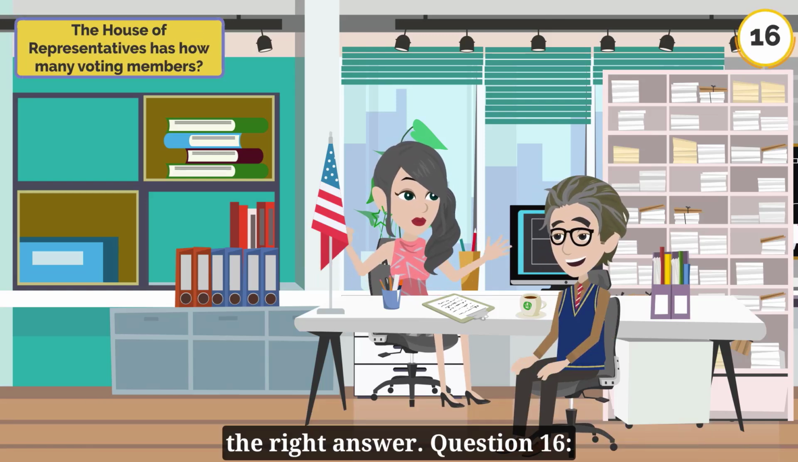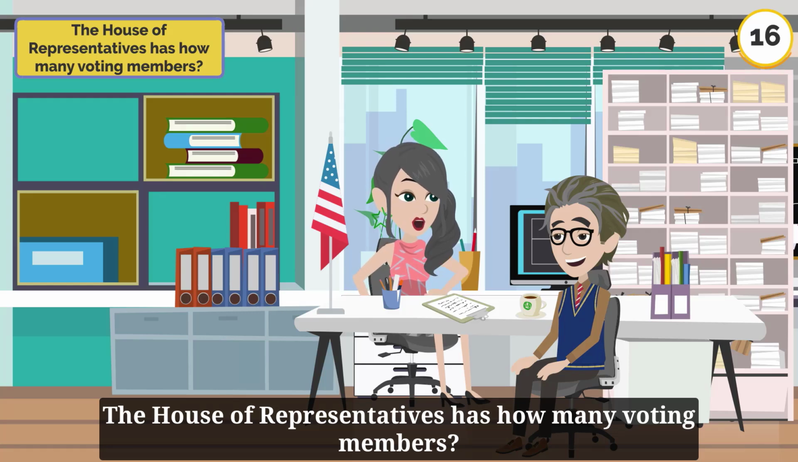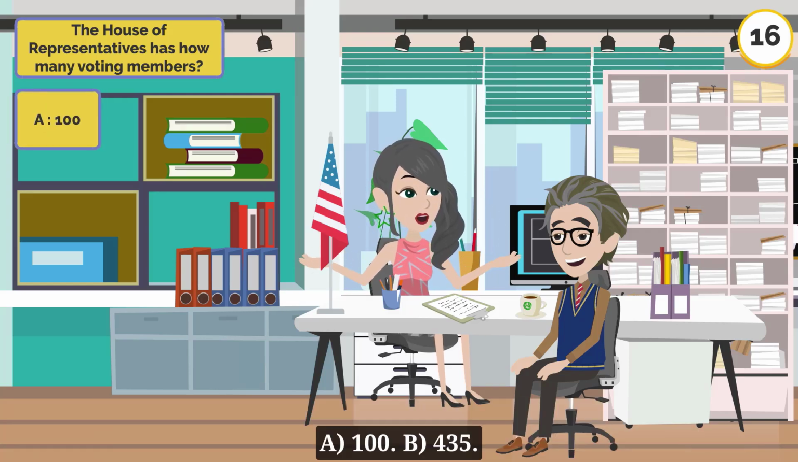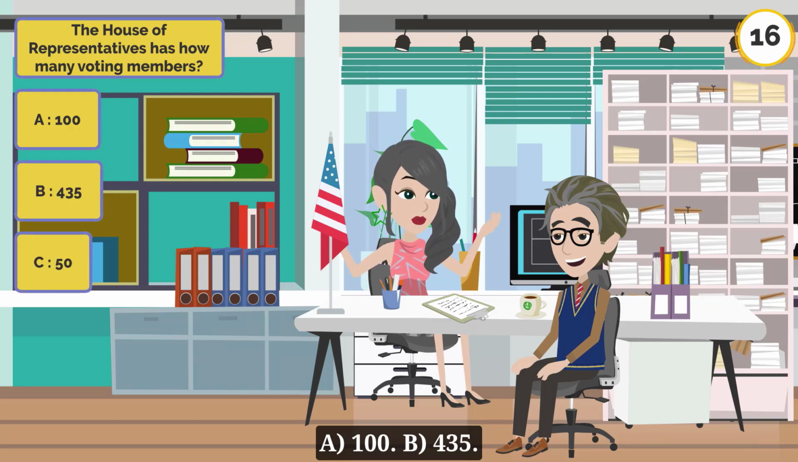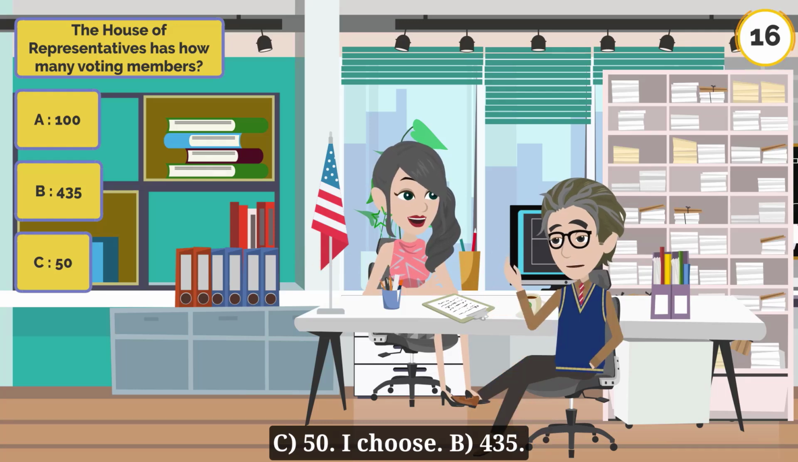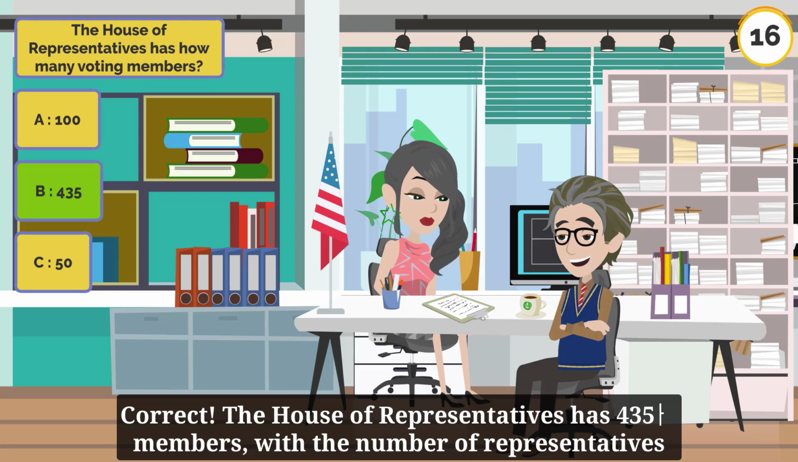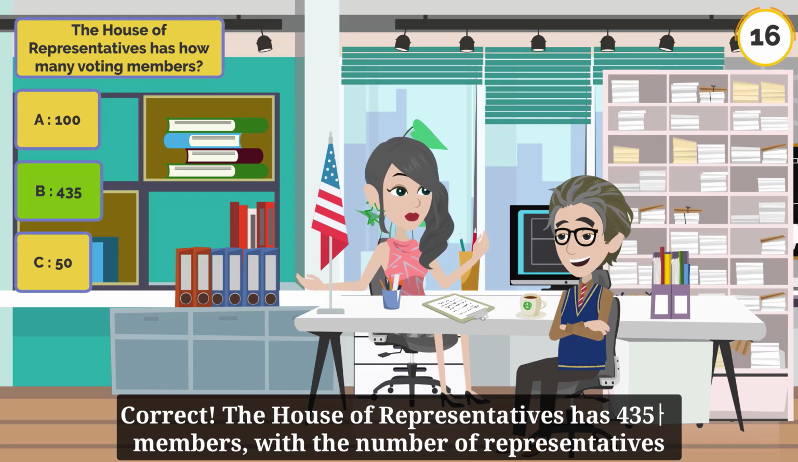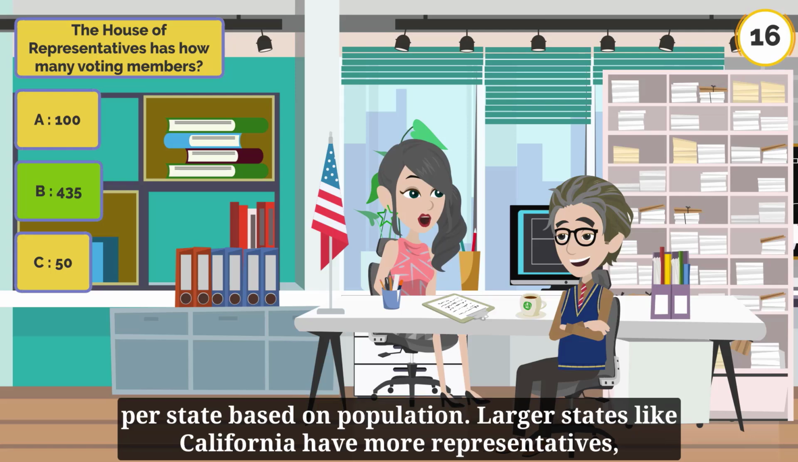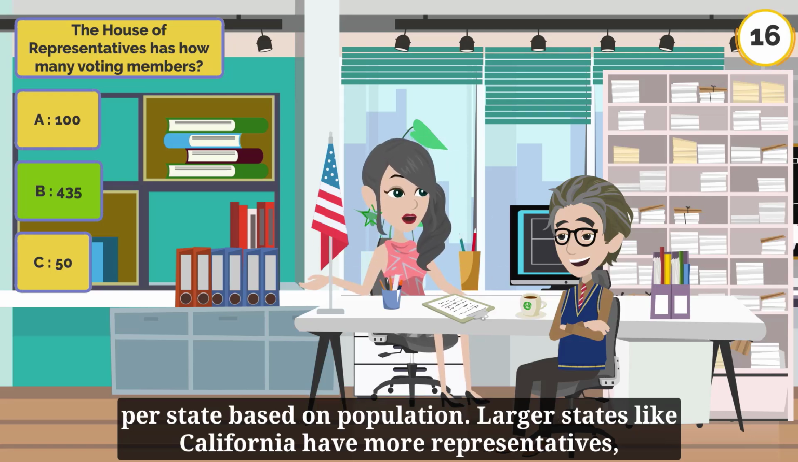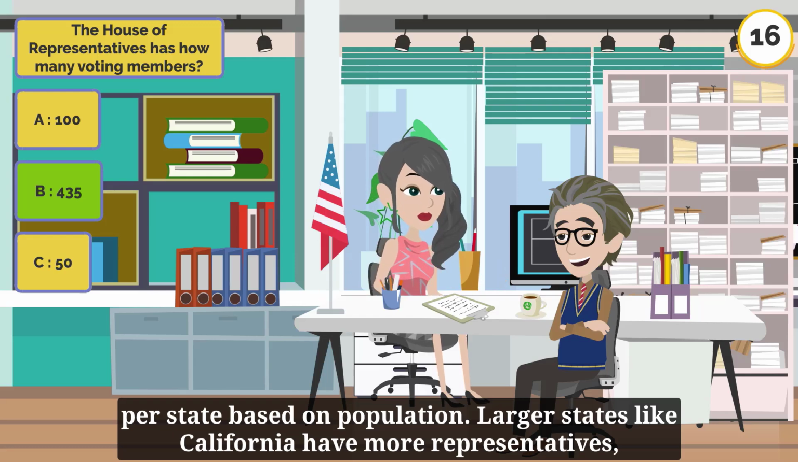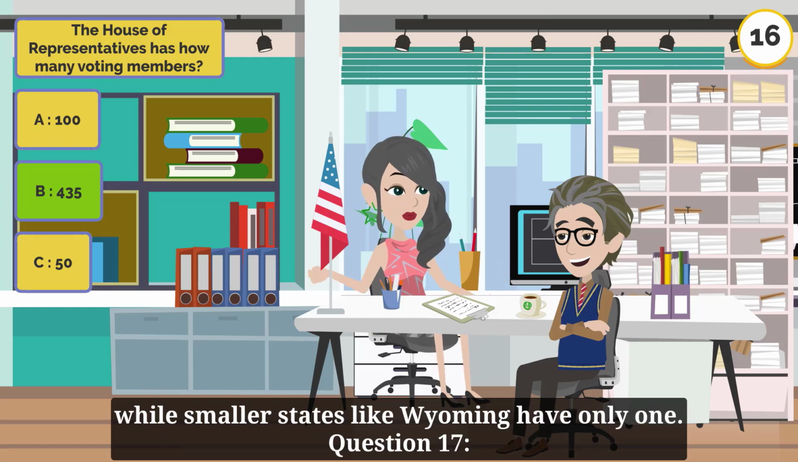Question 16. The House of Representatives has how many voting members? A. 100. B. 435. C. 50. I choose B. 435. Correct. The House of Representatives has 435 members, with the number of representatives per state based on population. Larger states like California have more representatives, while smaller states like Wyoming have only 1.